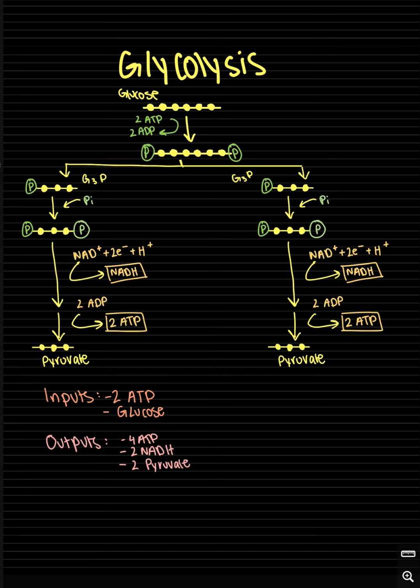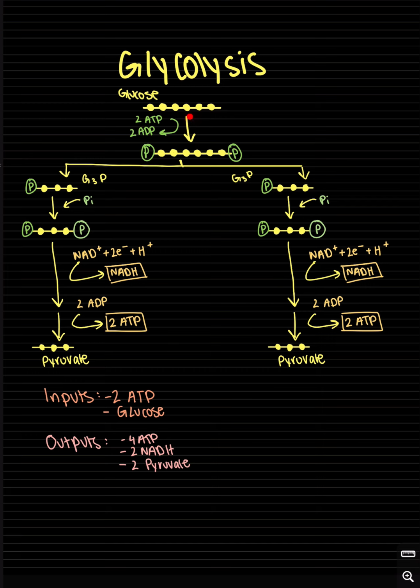So we have a 6 carbon figure called glucose. And this all happens in the cytoplasm. It happens where? In the cytoplasm of a cell. Okay. So we have a 6 carbon compound, which is glucose.